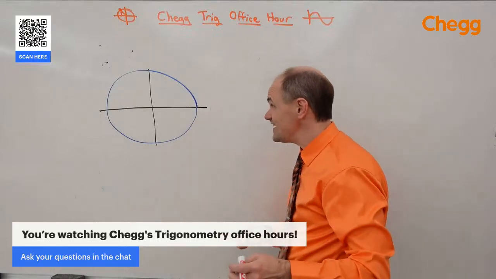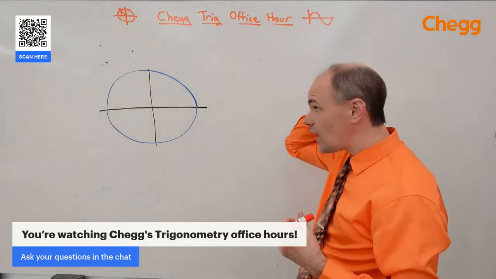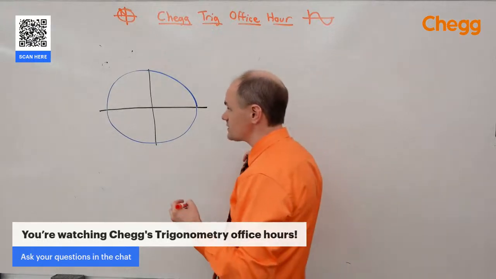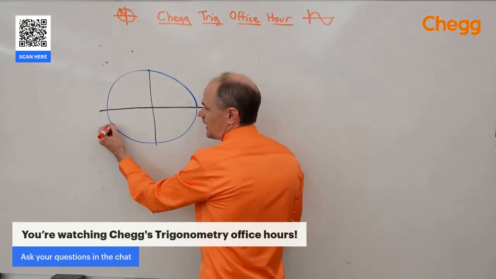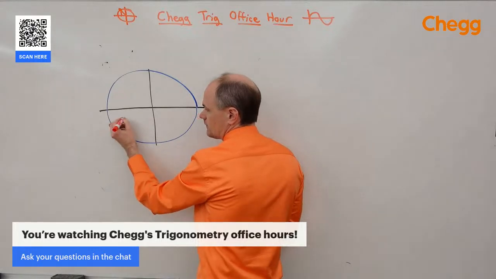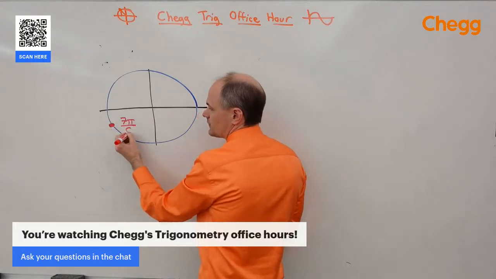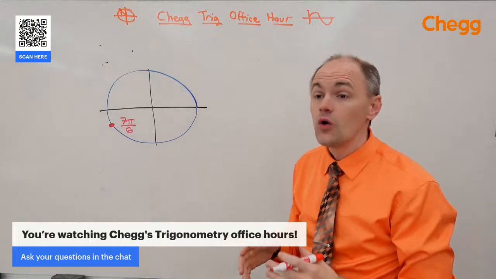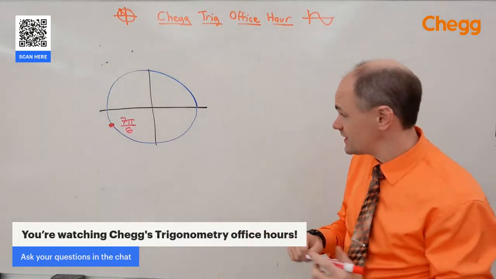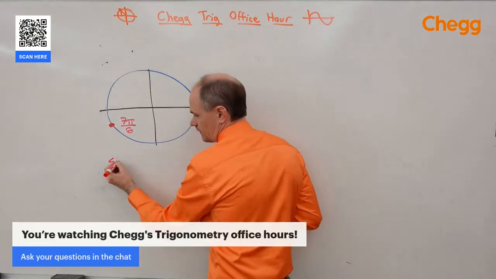All right, so the idea is if I pick some angle on this unit circle, let's pick an angle. Let's go 7 pi over 6. So we got this angle over there. We want the sine of 7 pi over 6.